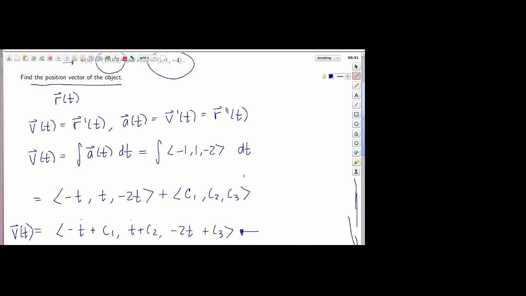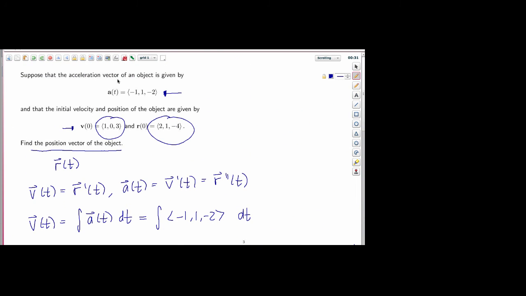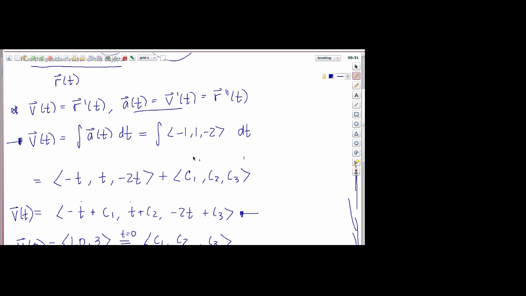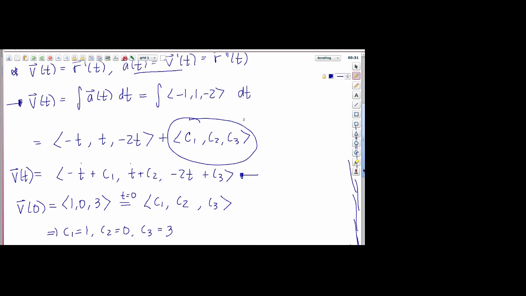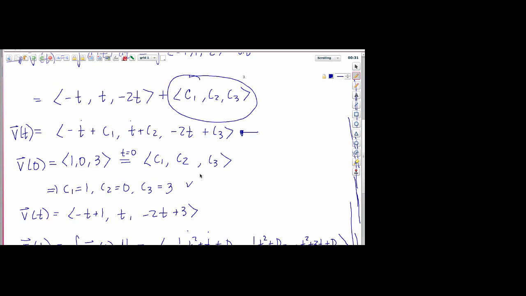So to summarize, the key steps to this problem were we started with our acceleration vector and we said, well, we know these important relationships between position, velocity, and acceleration. We knew that acceleration is the derivative of velocity, which means if we want velocity, we need to integrate acceleration. When we integrated acceleration, we got a vector consisting of arbitrary constants, which we got from our indefinite integral. We were able to use the given initial velocity to figure out what the values of each of those constants were. So we found C1, C2, C3. That gave us our velocity vector with no arbitrary constants.